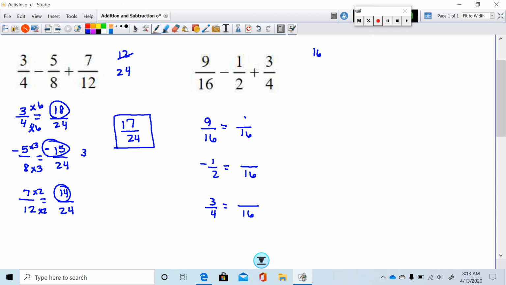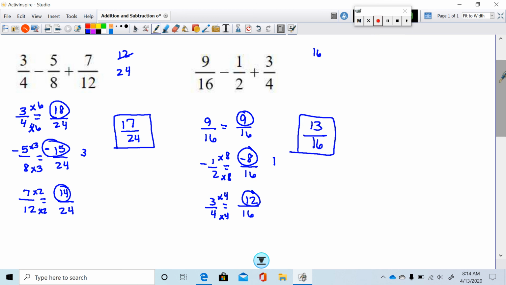So the first one's already good. It already has a 16. So you just copy the 9 down. 16 divided by 2 is 8. So that means you've got to multiply the top and the bottom by 8. So negative 1 times 8 is negative 8. And then 16 divided by 4 is 4. So multiply the top and the bottom by 4. 3 times 4 is 12. Now I keep my denominator of 16 and I do what the numerators say. So 9 take away 8 is 1. And 1 plus 12 is 13. So the answer to that is 13 over 16.